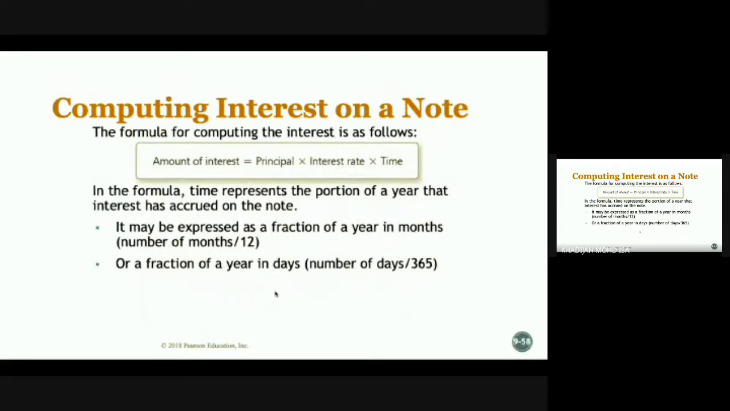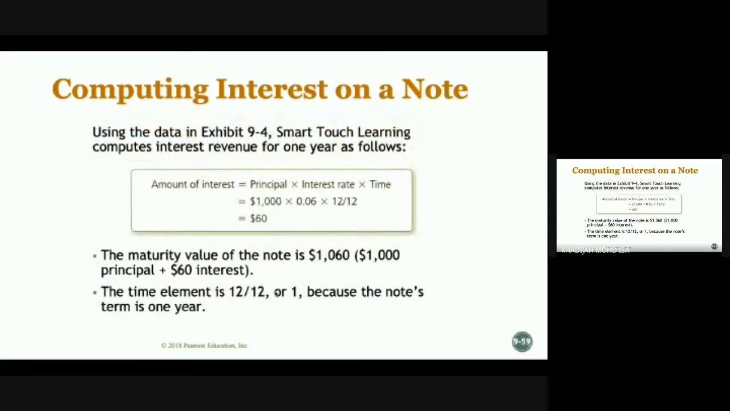Right, interest on note. Remember that this is how to compute the interest: principal times interest rate times time. Time represents the portion of a year that interest has accrued on the note. It may be expressed as a fraction of a year in months, for example number of months over 12, or a fraction of a year in days. So for example, here you have a principal of 1,000, interest rate is 6%, 12 over 12 means that it's for 1 year.